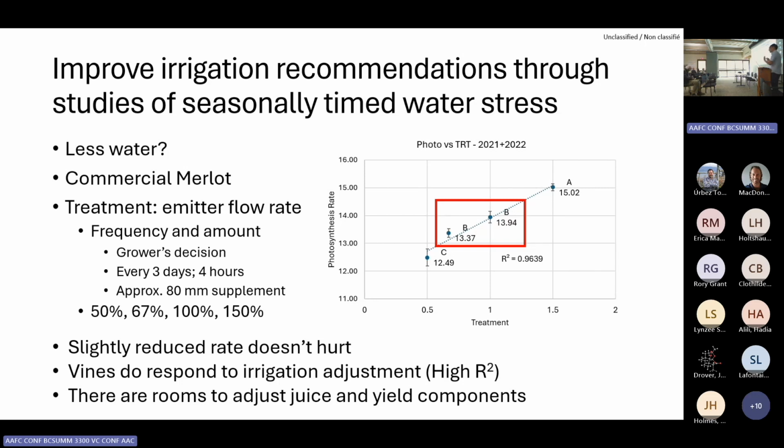That also means you should be able to adjust photosynthesis or stress level just by regulating the irrigation amount. You see here that the R squared is very high, which means you can definitely have that control over photosynthesis or the stress level just by irrigation amount. Also, in the next few slides, I'll explain that there is room to use irrigation to adjust the juice and the yield components.